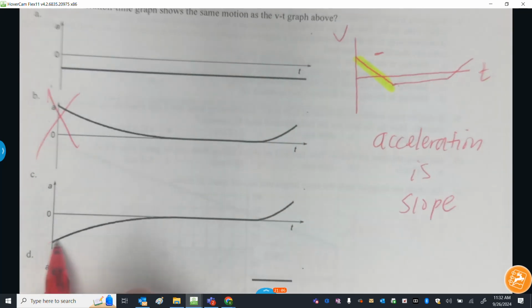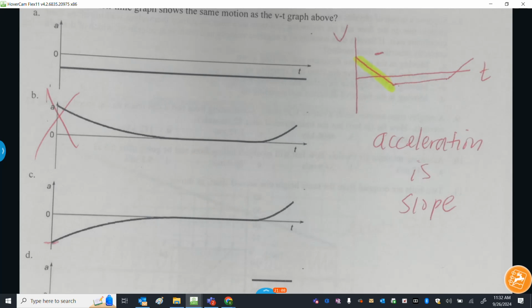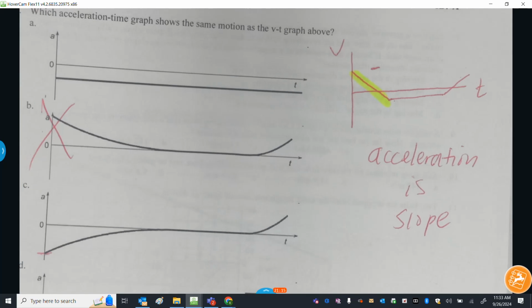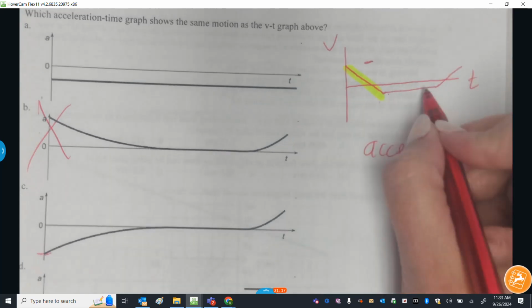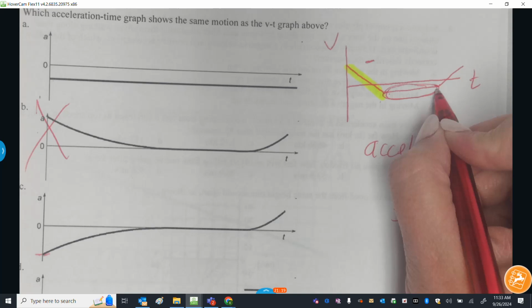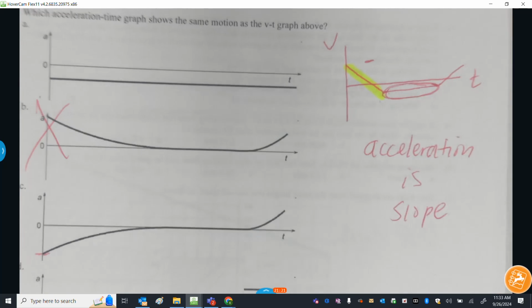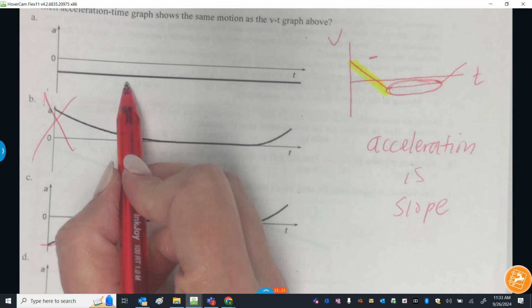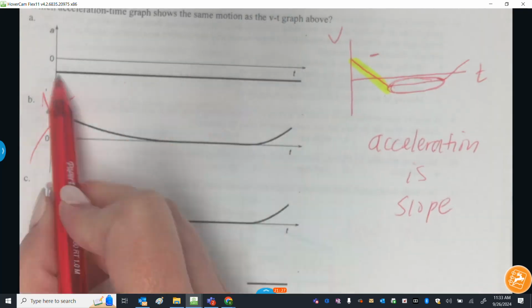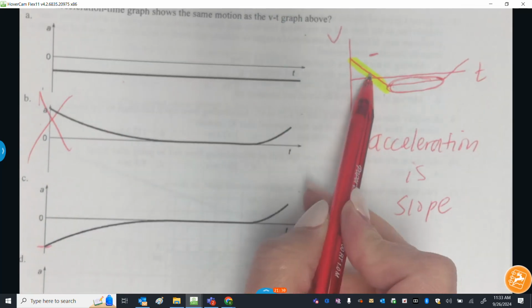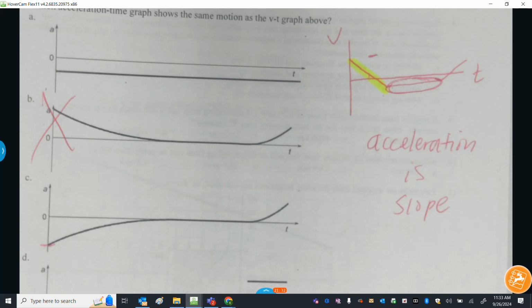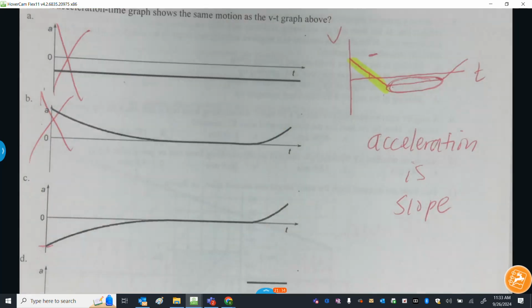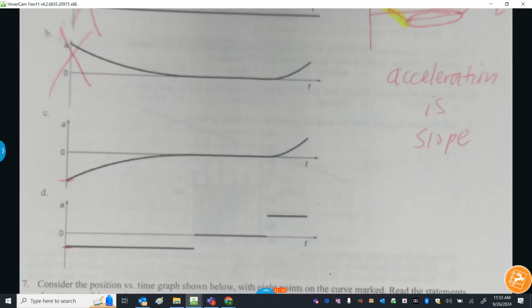This one's negative at the beginning. This one's negative at the beginning. Okay, so it's not B. It's either A, C, or D. Okay, but my slope here isn't negative the whole time. It changes. And right here, my slope is 0, meaning I have constant velocity. I have 0 acceleration. This one doesn't ever show the acceleration change. Okay, if I had a graph that looked like this, my VT graph would have to just be a straight line that never changed its slope, and we don't have that, which means it's either C or D.